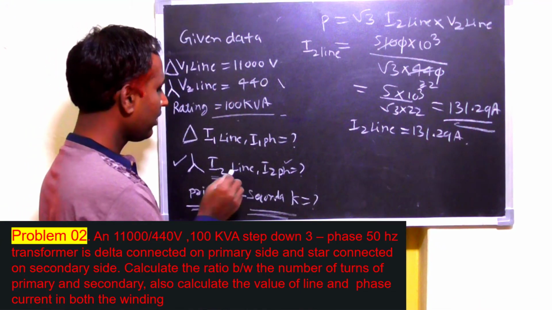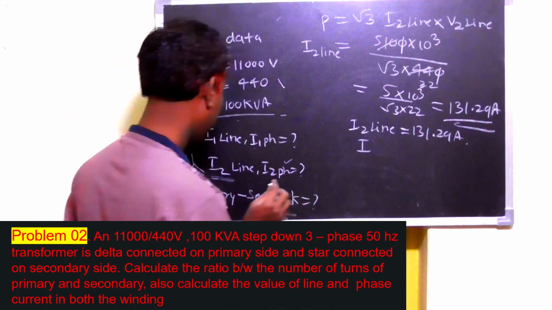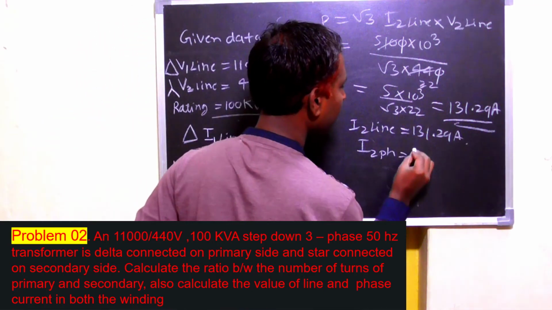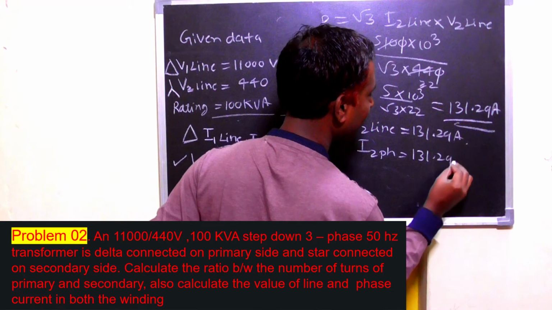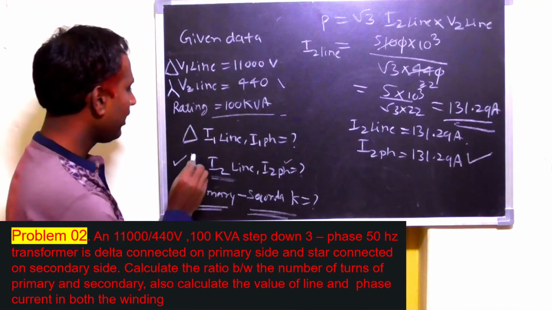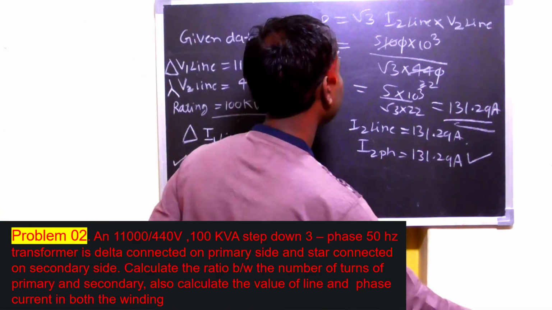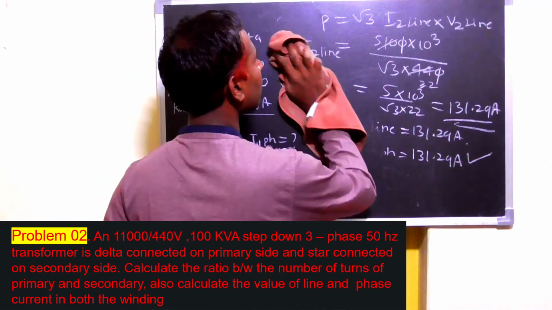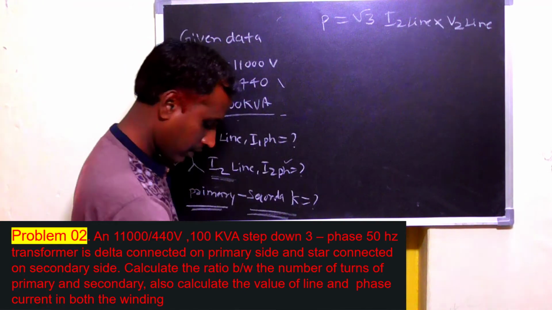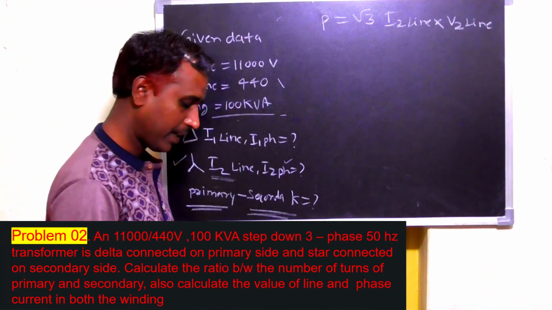We know that the secondary side is star connection. So in star connection, line current equals phase current. That's why I2 phase equals the same 131.29 ampere. Okay friends, this is clear. Next I will find in delta connection I1 line voltage. Okay, let us solve. I will solve this formula because this is quite a different formula. That's why I took the time here.